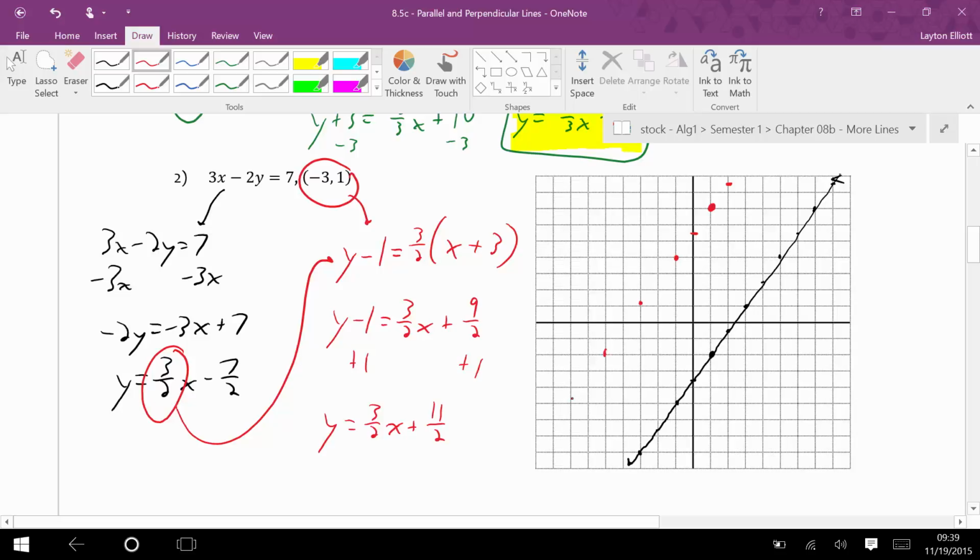Down 3, left 2. And then I'm going to put all the little half points in between, like right here, and right here, and right here, and right here. And then I'm going to connect all these. Looks pretty parallel to me. Yep, looks pretty good. And then let's just make sure that we pass through negative 3, 1. Yep, that's right here. This is the point negative 3, 1. So my answer looks pretty good.